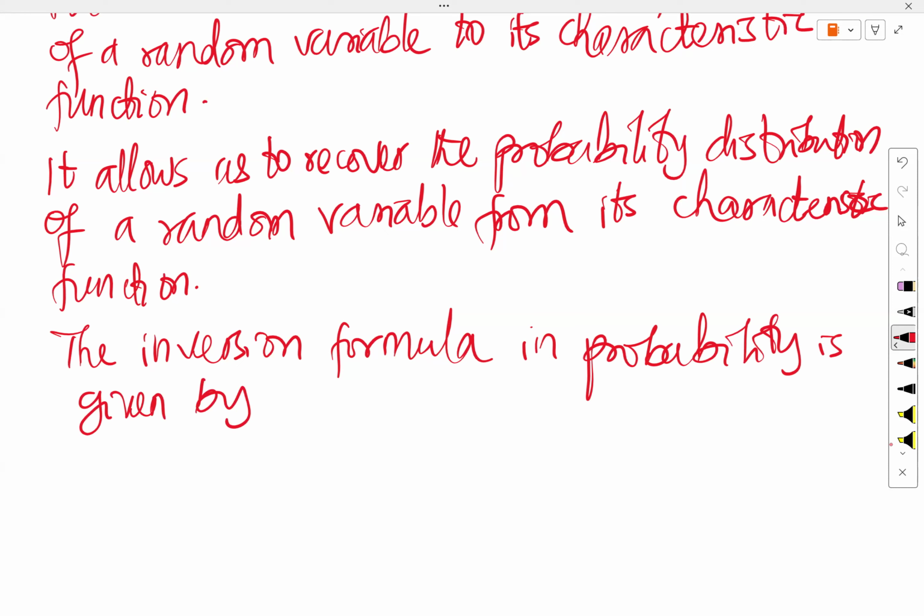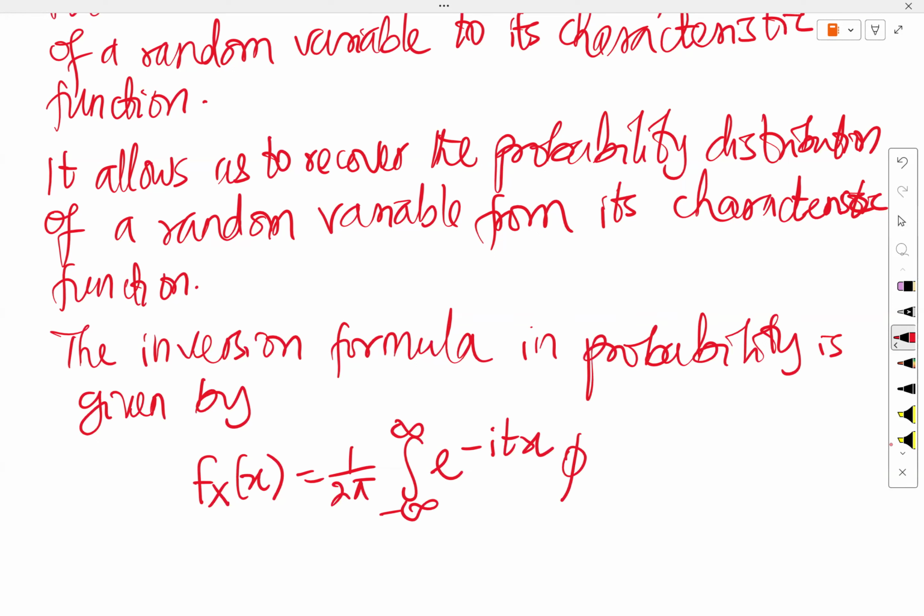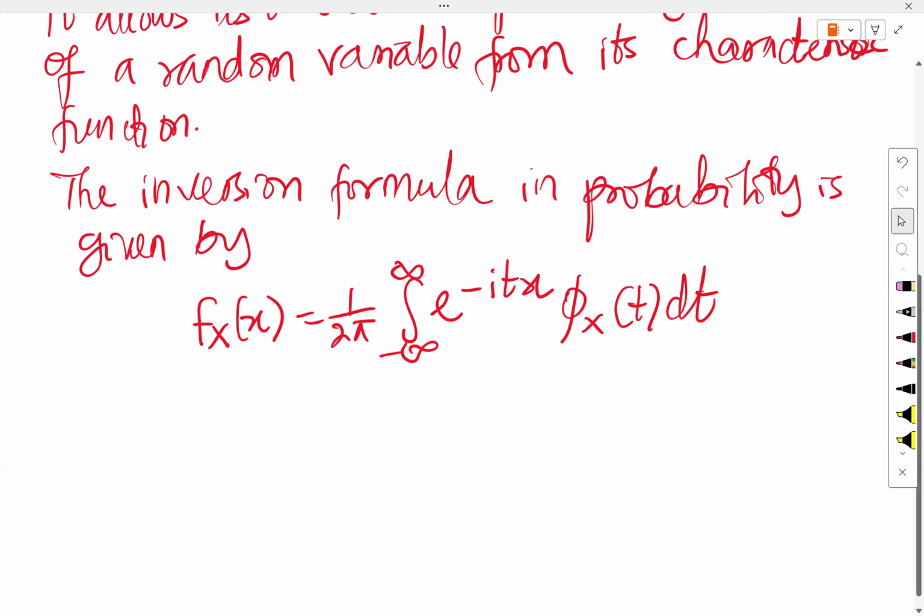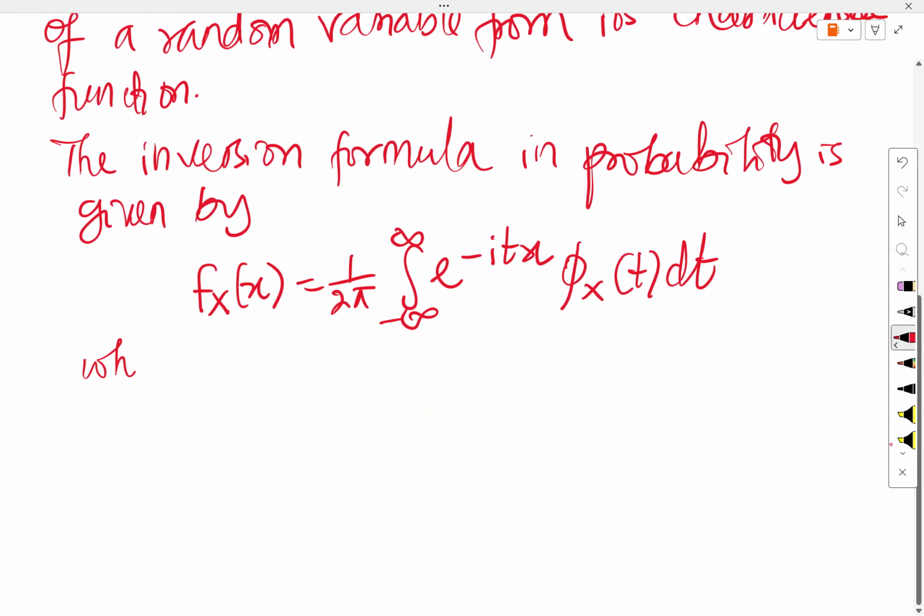F_X(x) equals 1 over 2 pi, integral from minus infinity to infinity, of e raised to minus i t x, times phi_X(t) dt. So that's the formula right there. In this case, what do these terms mean?